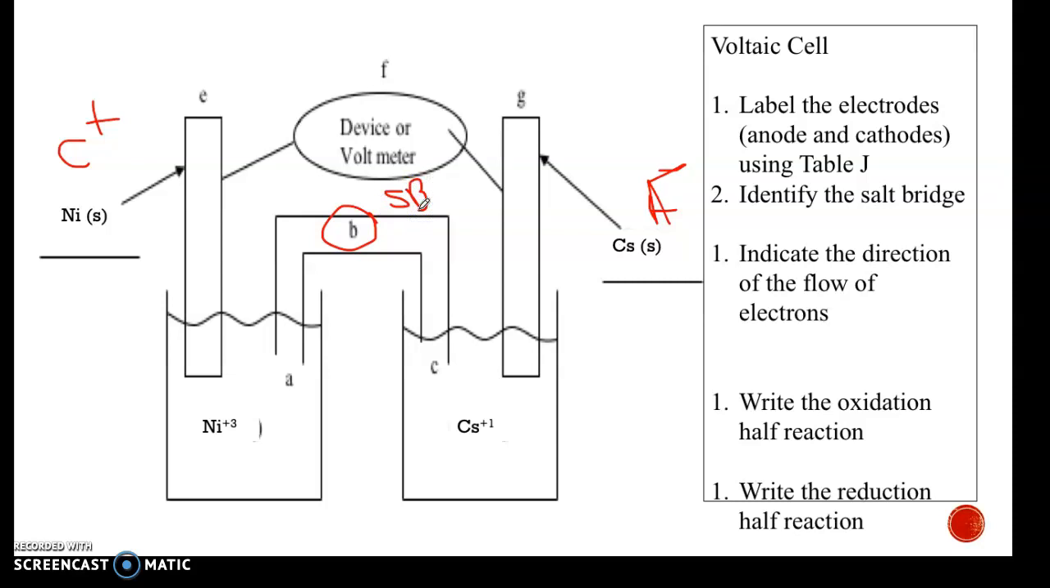Now, it's supposed to say number 3, but it doesn't. It says indicate the flow of electrons. Well, we know that electrons are going from the negative to the positive. So we're going from our anode to our cathode. Anytime we're going from our anode to our cathode, I don't want you to mention anode to cathode. I want you to mention from what species to what species. So in this case, it would be from cesium to nickel.